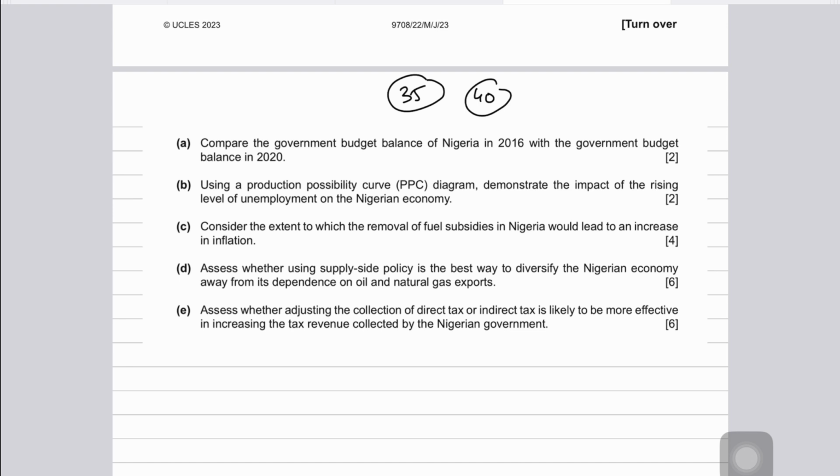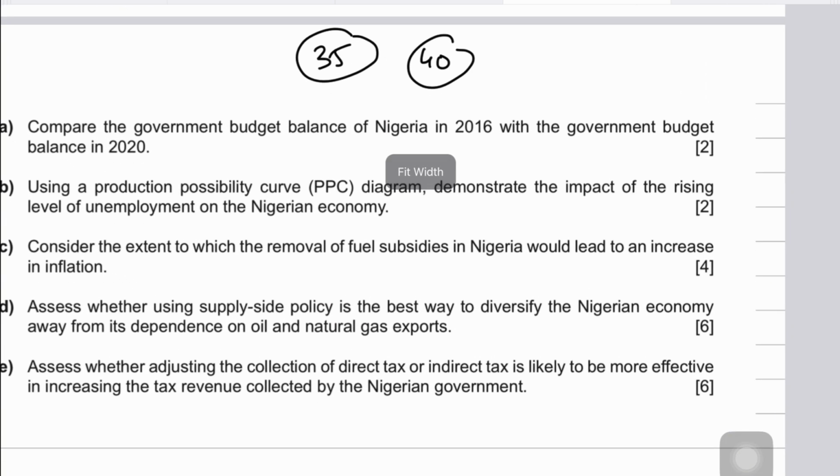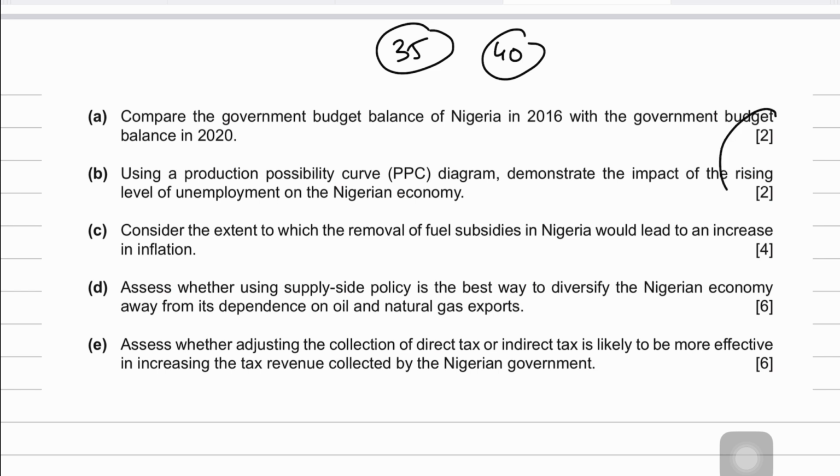So now the case study pattern would be 2, 2, 4, 6, 6. I mean, the last 2 questions would be for 6 marks. So ideally, guys, these 2 mark questions, you need to wind these up in 2 to 3 minutes.